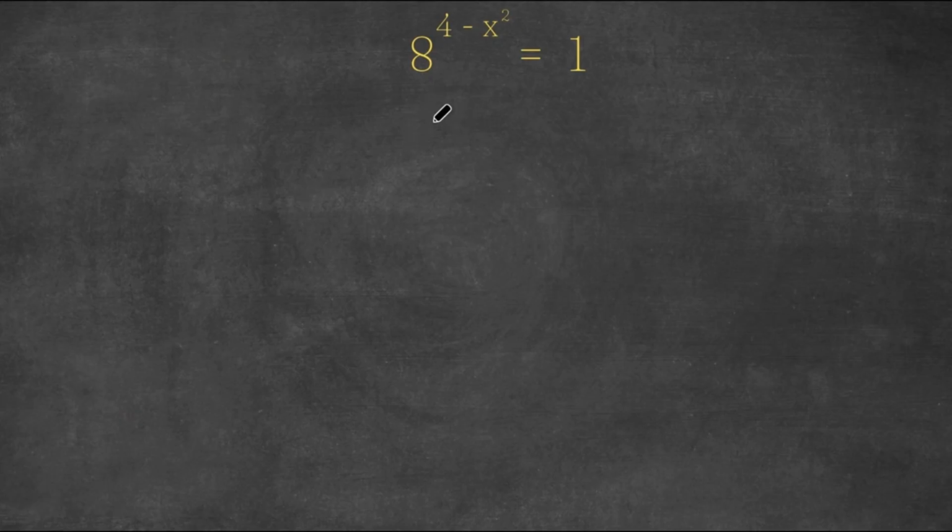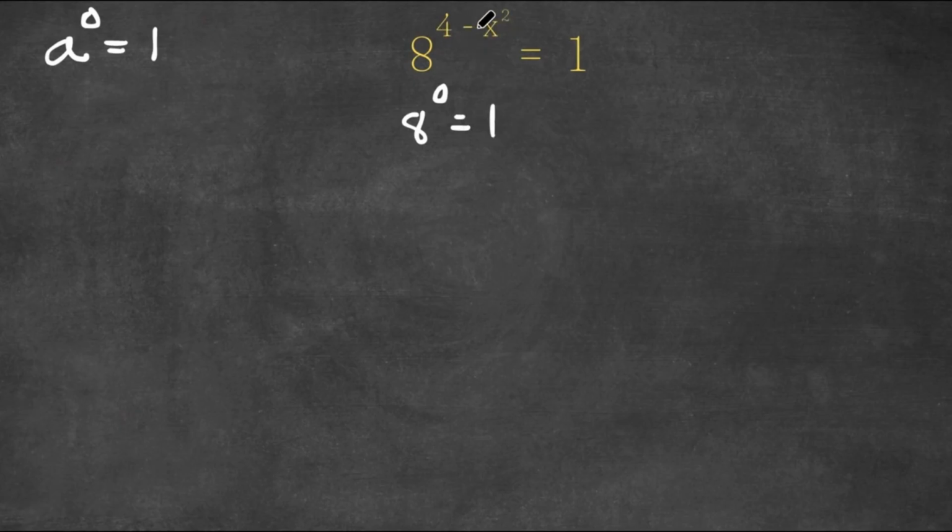In today's video, I'm going to be teaching you guys how to solve this exponential equation. So we have 8 to the power of 4 minus x squared is equal to 1. Now, if you guys didn't already know, let's say we have the variable a to the power of 0 is equal to 1. So anything to the power of 0 is actually equal to 1, meaning the same goes for 8. 8 to the power of 0 is equal to 1 as well.